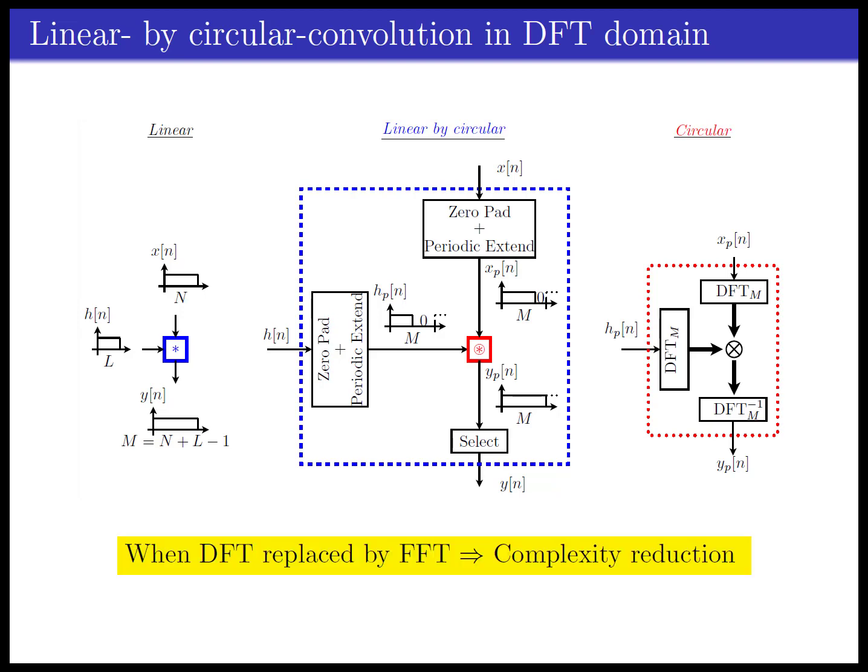In a follow-up video, we will show that the DFT can be implemented very efficiently by a so-called fast Fourier transform, abbreviated by FFT. When applying FFTs, it follows that the above described procedure is an extremely efficient way to implement a filter or convolution operation. This complexity reduction is one of the main reasons of existence of the DFT and FFT.